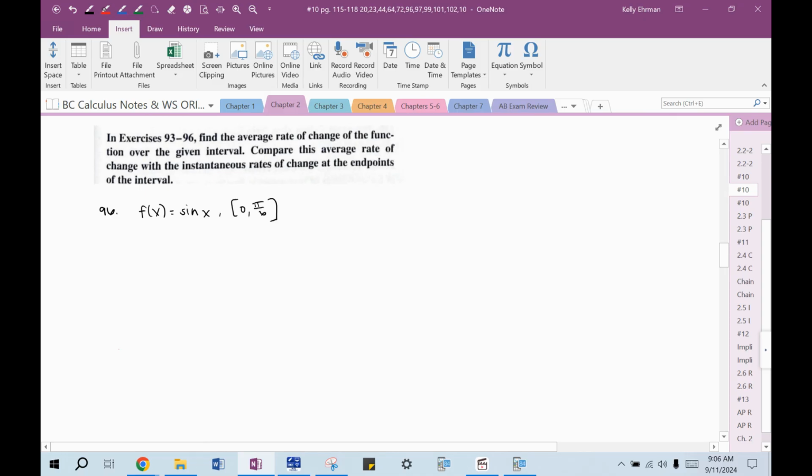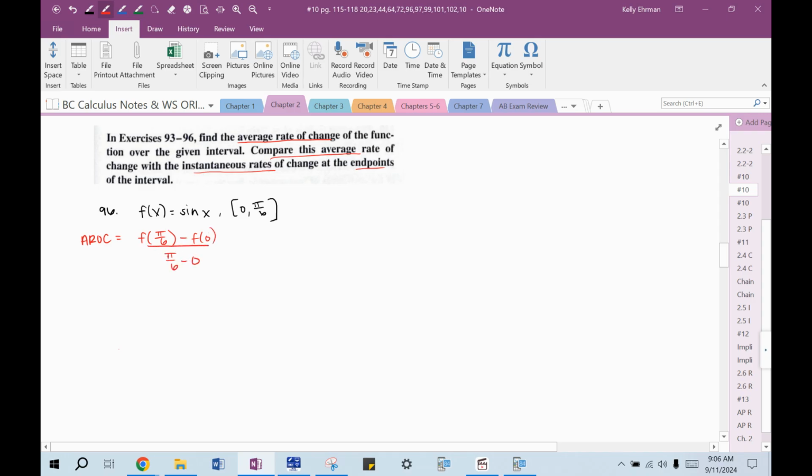All right, we had some of these in last night's homework. So find the average rate of change. Compare this average rate of change to the instantaneous rate of change at the endpoints of the interval. So first, let's find the average rate of change. Again, here's another pre-calc thing we did a lot. Average rate of change is f of pi over 6 minus f of 0 over pi over 6 minus 0.